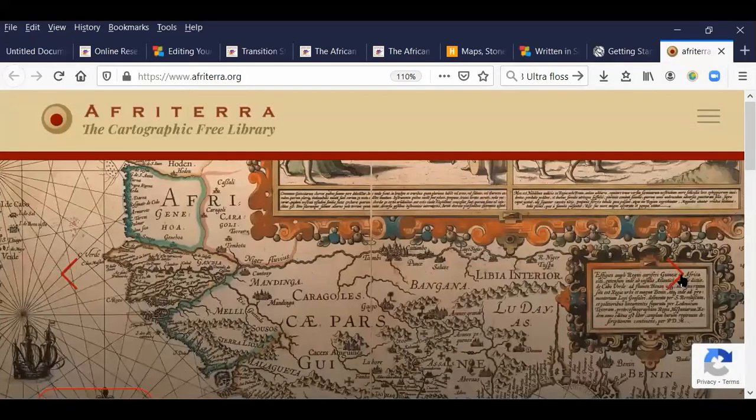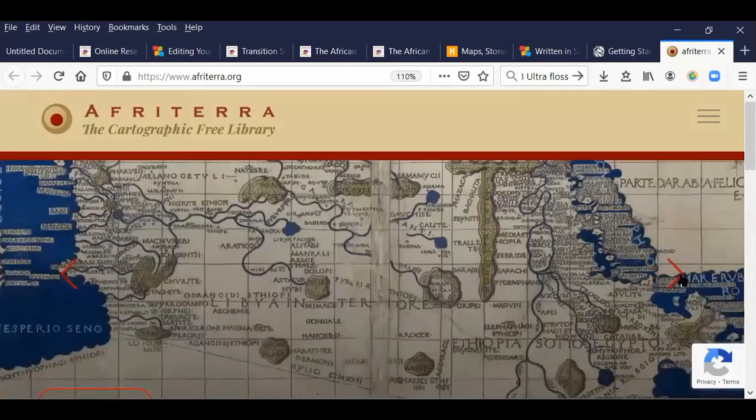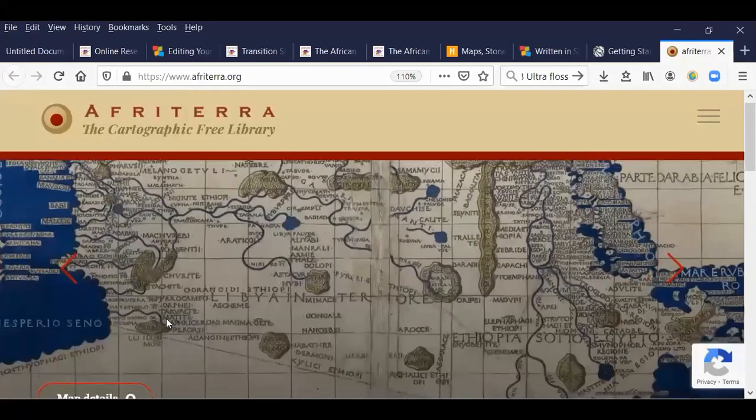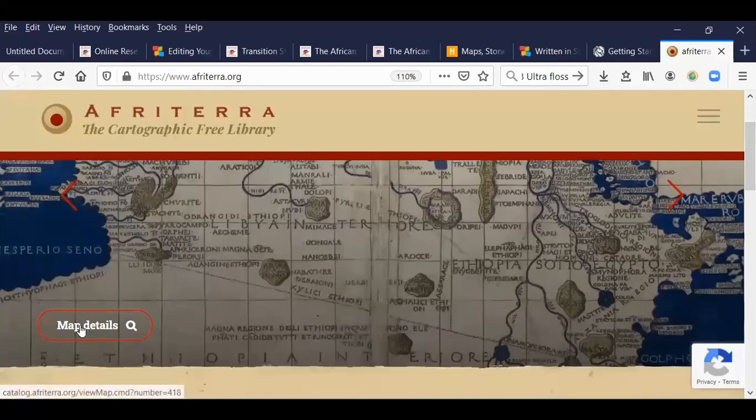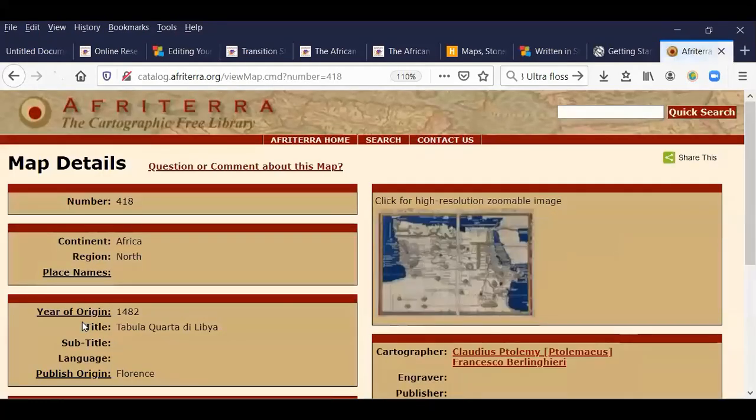When you've had a chance to look through these, you can click on further detailed material down in the left-hand corner of each of the banner photos by clicking on Map Details. And that will take you out to a different catalog site, a catalog of record for that map.